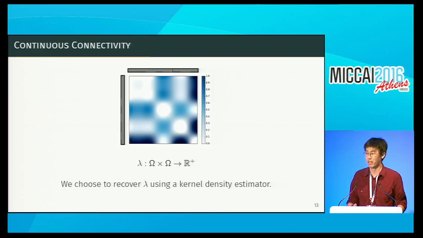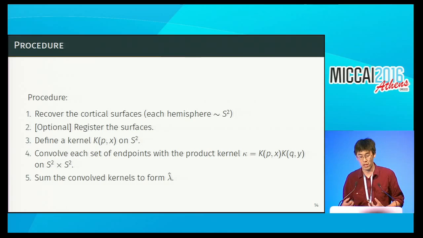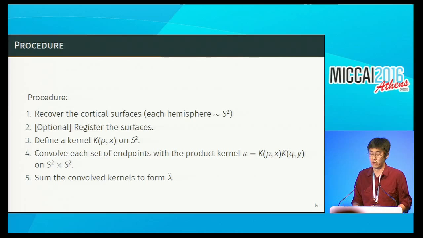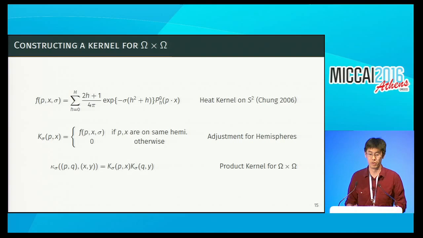And we're going to recover it using a kernel density estimator. So here's our procedure. We're going to recover the cortical surfaces. We're going to register the surfaces. We'll define a kernel on the sphere, and we'll convolve the endpoints of every track with this product kernel, because remember, we're doing the product of the cortical surfaces, and we'll sum up the convolved kernels to get our estimate. This looks complicated because we're using a heat kernel, and the spectral form is perhaps the best form in our opinion, but the bottom equation shows you the main part, which is that it's a product kernel and it's got one parameter, which is a bandwidth parameter.